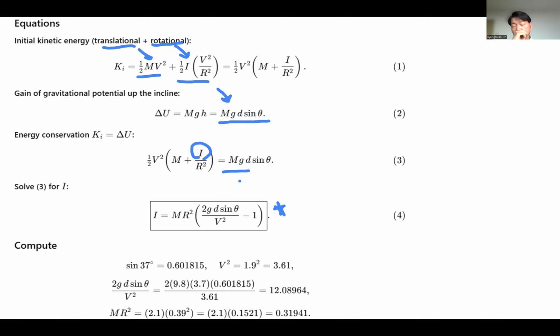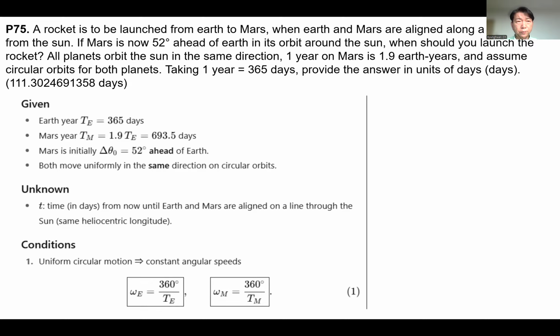So what is important in this problem is that you need to understand the energy conservation first of all. In this case, it has kinetic energy only in the initial phase and potential energy only in the final case. But the initial kinetic energy has two contributions. One is the translational motion, and the other one is rotational motion.